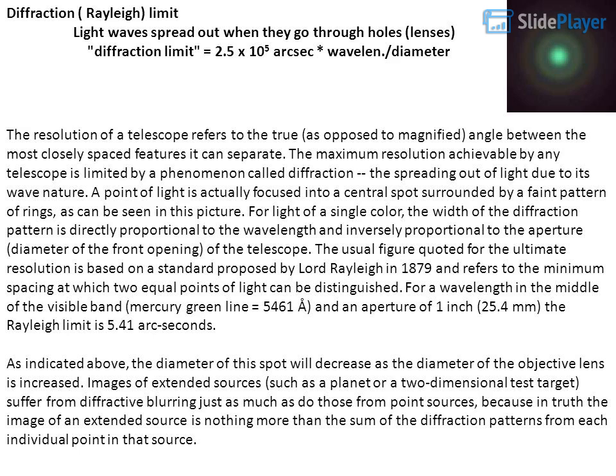The maximum resolution achievable by any telescope is limited by a phenomenon called diffraction, the spreading out of light due to its wave nature. A point of light is actually focused into a central spot surrounded by a faint pattern of rings, as can be seen in this picture. For light of a single color, the width of the diffraction pattern is directly proportional to the wavelength and inversely proportional to the aperture, the diameter of the front opening, of the telescope.